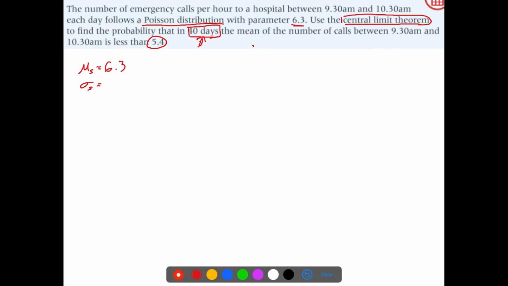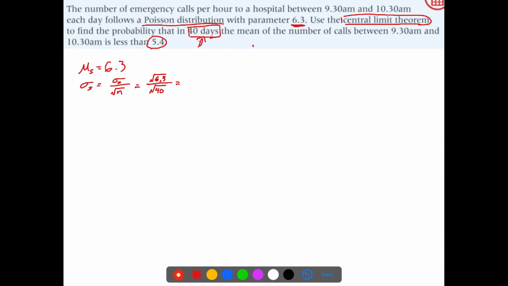The central limit theorem says that the standard deviation of the sample is equal to the standard deviation of the population divided by the square root of the number of trials. In this case, remember 6.3, the parameter of Poisson, is the variance. And so the square root of 6.3 is our standard deviation. And then on the bottom, I need the square root of 40, because that is the number of trials that we're going to take. If we punch this into our calculator, we will get the new standard deviation.